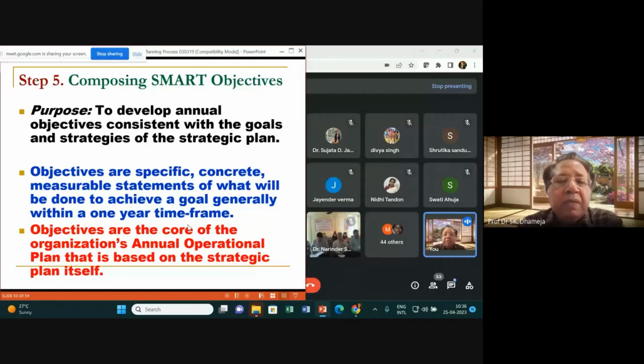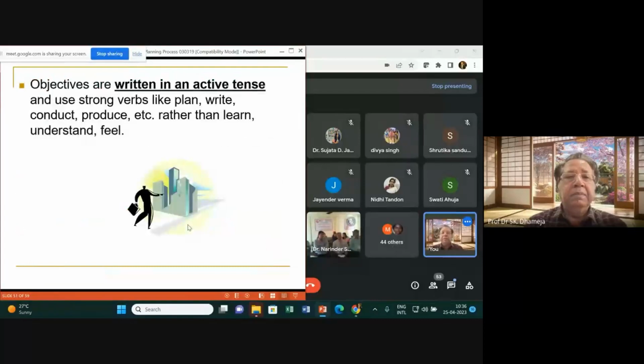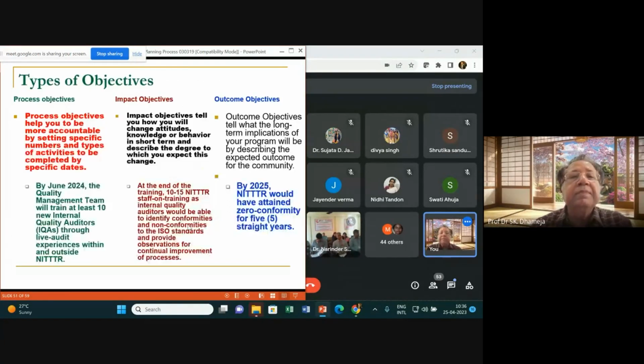Objectives are the core of the organization's annual operational plan that is based on the strategic plan itself. Objectives are written in an active tense and use strong verbs like plan, conduct, produce, etc., rather than learn, understand, feel. Should be active, not passive. So there are three types of objectives. The first is the process objective, second is the impact objective, third is the outcome objective. I've taken examples also.